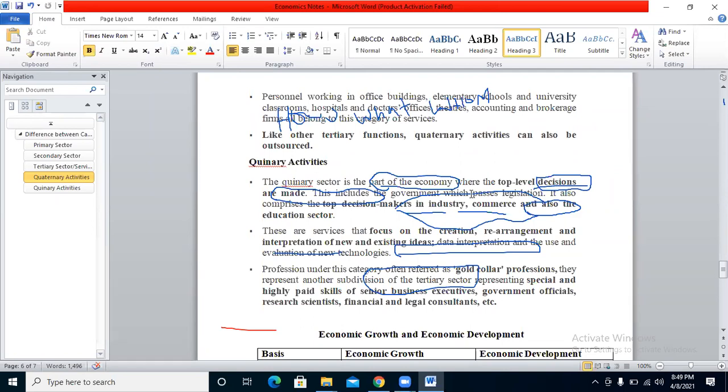So these are the gold collar professionals. Those who are involved in quinary activities are known as gold collar professionals, because their decisions affect business activity or government activity. Even science, research, education, financial, or legal consultants come under the head of quinary activities.